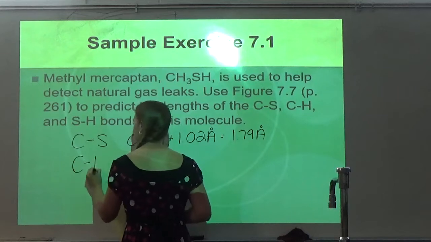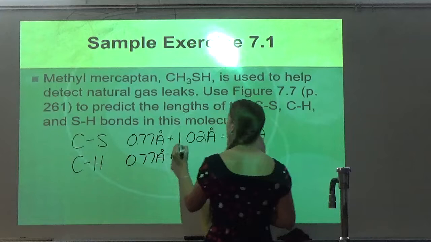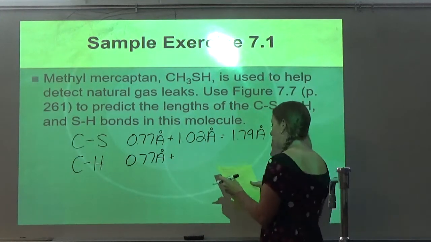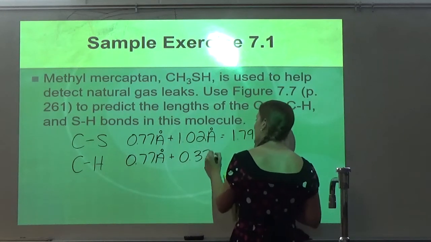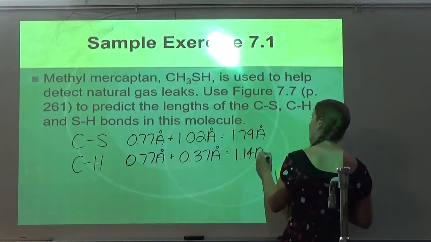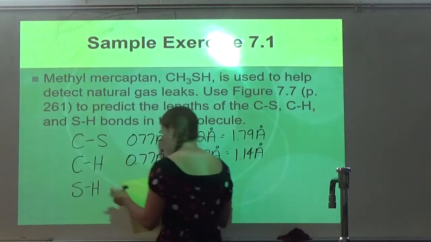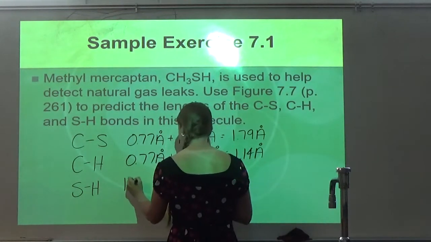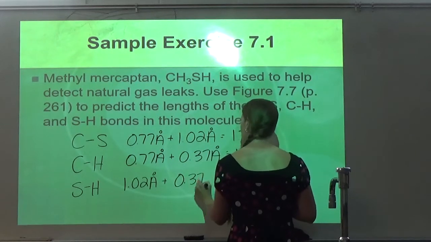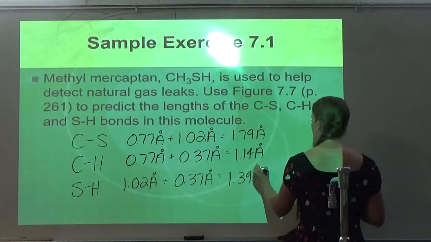So we have C and H. So again, C is just 0.77 angstroms. I'm just pulling these numbers from this figure. Again, it may just be on a different page in the new book. And then 0.37 angstroms for hydrogen, because of course hydrogen is much smaller. So I get 1.14 angstroms, just like that. All right, and our last one is S-H. So S has a radius of 1.02 angstroms, and hydrogen has a radius of 0.37 angstroms. So once I add those together, I get 1.39 angstroms.